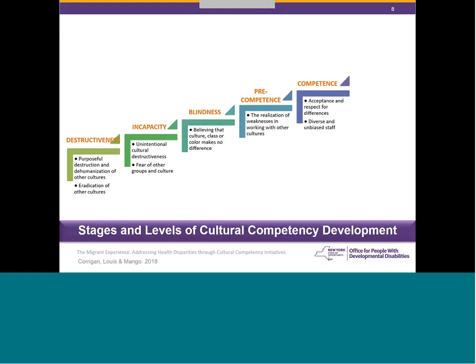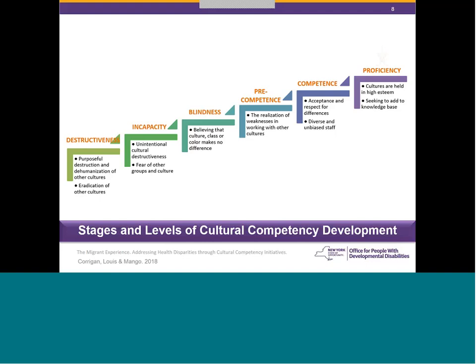Then, level 5 is competence. This is when there is an acceptance and respect for cultural differences. Staff are diverse and unbiased, and there is a continual assessment of sensitivity to other cultures. At this level, policies and procedures that integrate cultural and linguistic competence into each core function of the organization are implemented, and resources for both individual and organizational self-assessment of cultural and linguistic competence are allocated.